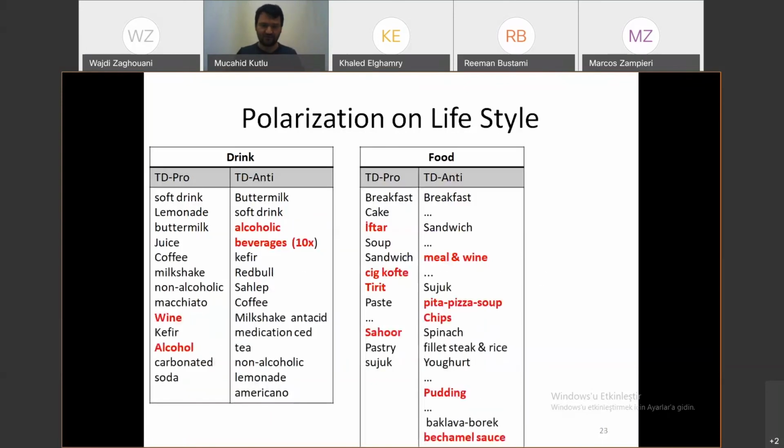Also, I highlighted these red ones like çiğ köfte and others. These are traditional, more local foods. But when we look at the anti-Erdogan group, we see more Western cuisine like bechamel sauce, pudding, chips, pizza, and so on. There are some similarities like breakfast and sandwich, but we are also able to catch the differences in their lifestyles with this approach.